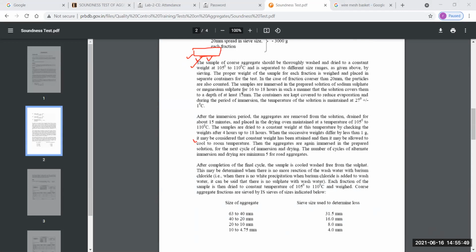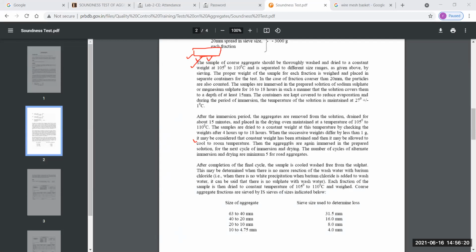The sample of coarse aggregate should be thoroughly washed and dried to a constant weight at 105 to 110 degrees centigrade and is separated into different size ranges as given above by sieving. The proper weight of the sample for each fraction is weighed and placed in a separate container for the test. In the case of fractions coarser than 20 mm, the particles are also counted.